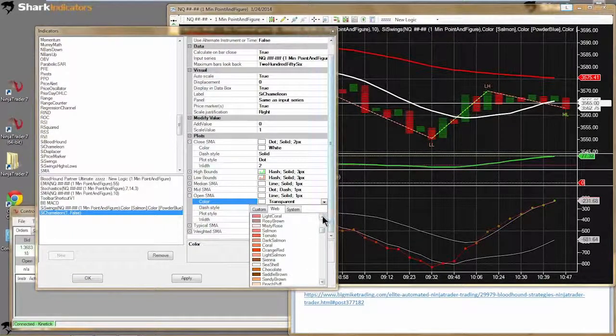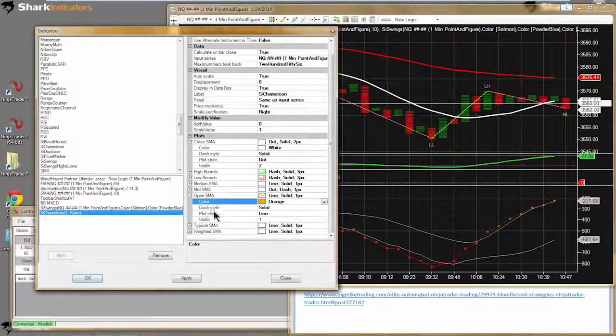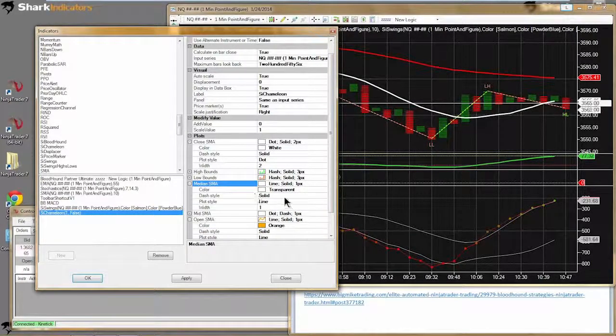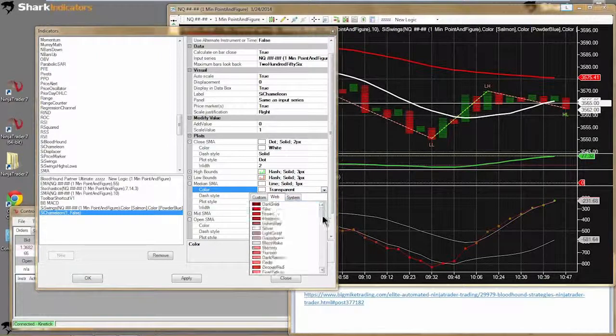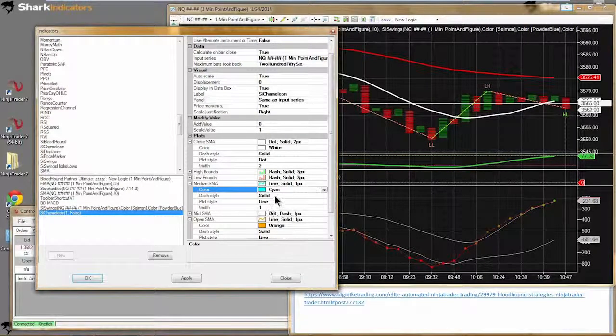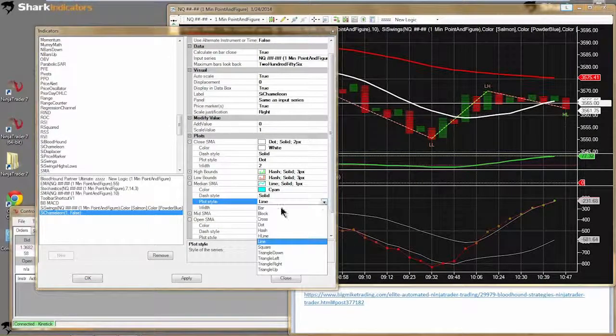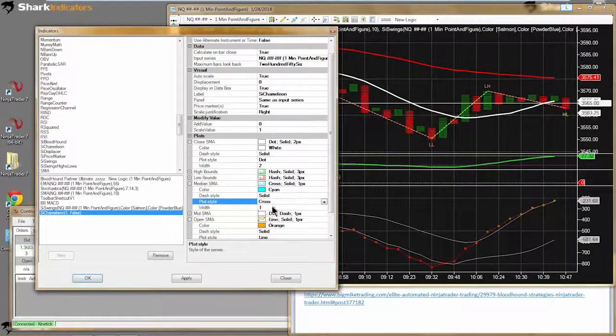Alright, so I'm going to turn on some of these price points here. And let's even take a look at the median here. Take a look at this median. Make it cyan, something nice and bright, and I'll change it, we'll make it the cross, yeah.